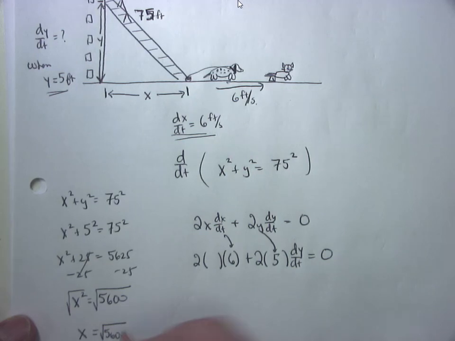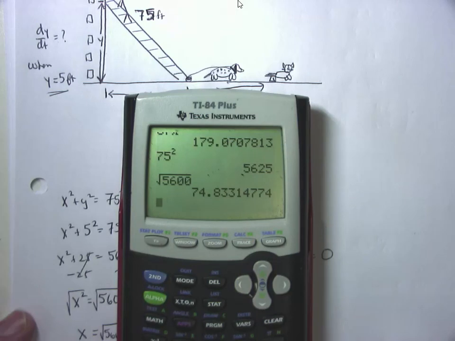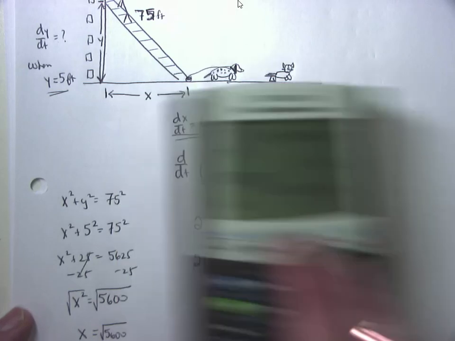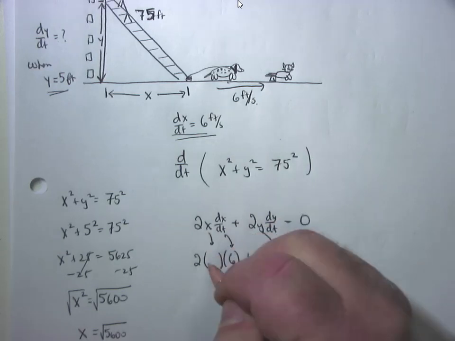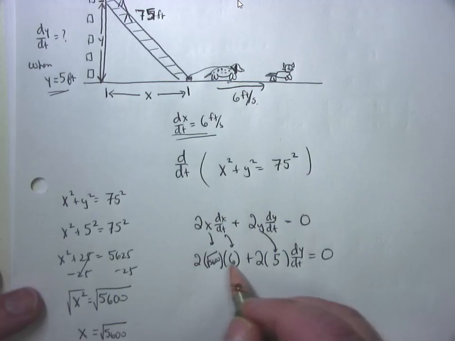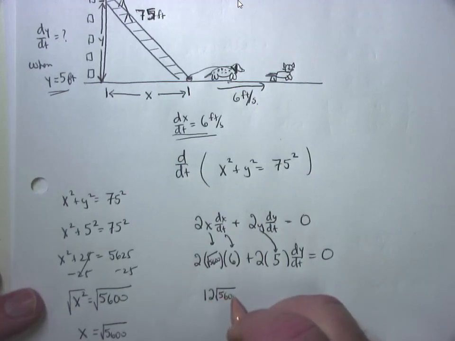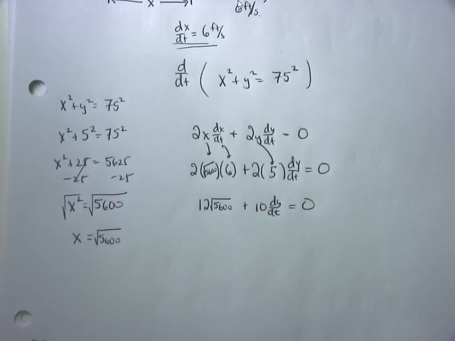The square root of 5,600. It's not a nice number. I just want to show you. The square root of 5,600 is some crappy decimal here, 74.833, whatever. I'm just going to call it that and put it on my calculator. So I'm going to plug in for x the square root of 5,600. Cleaning this up, this gives me 12 times the square root of 5,600 plus 5 times 2 is 10, dy over dt equals 0. Now go solve for dy over dt.